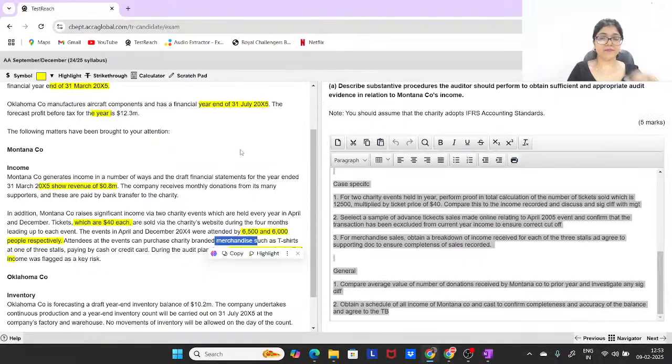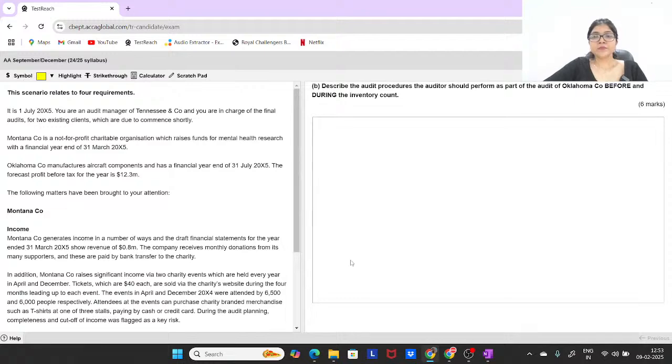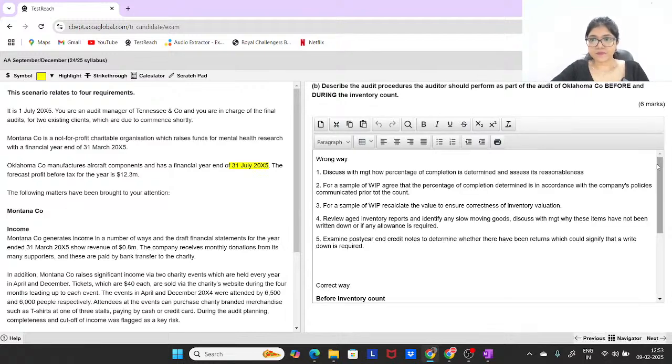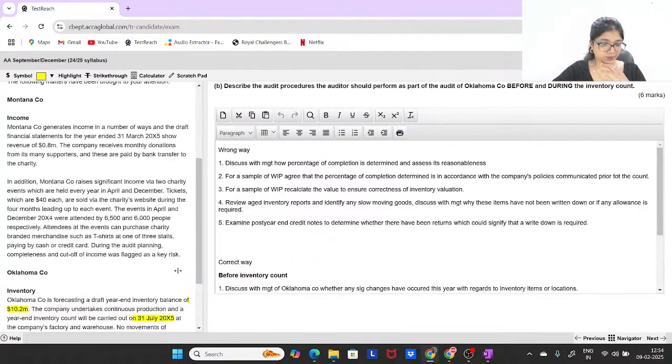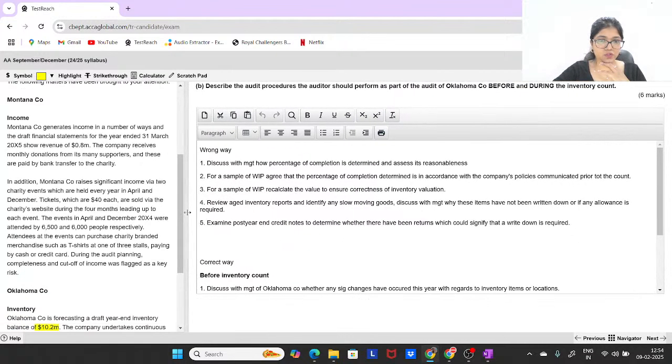Let's move ahead with the next substantive procedure question. Describe the audit procedures the auditor should perform as part of Oklahoma's company before and during the inventory count. Okay, for this we have to read the case study. We did not read the case study. Let's do that first and then we'll come to the question, right? Okay, just a minute.